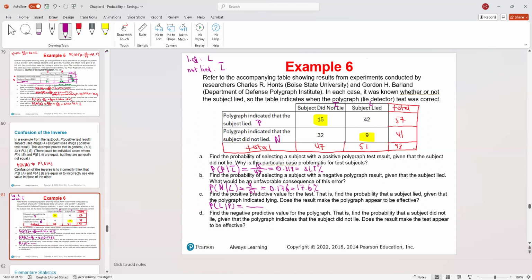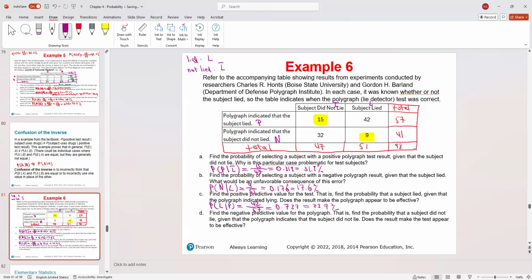So what is the intersection between subject lie and positive polygraph? 42. Given that the polygraph is positive, what is the total for positive polygraph? It's 57. Yes, you did it. Okay. 42 over 57, that's definitely 0.737, equal to 73.7%.